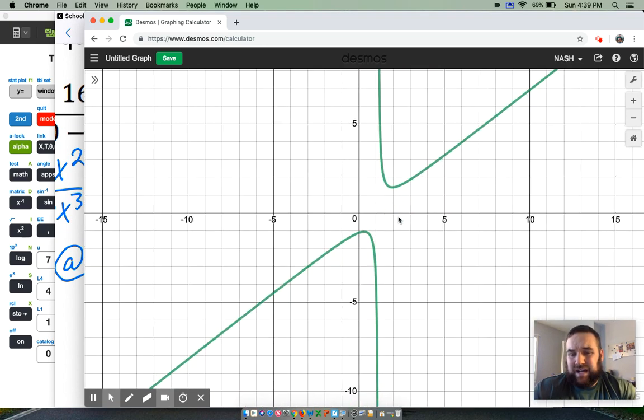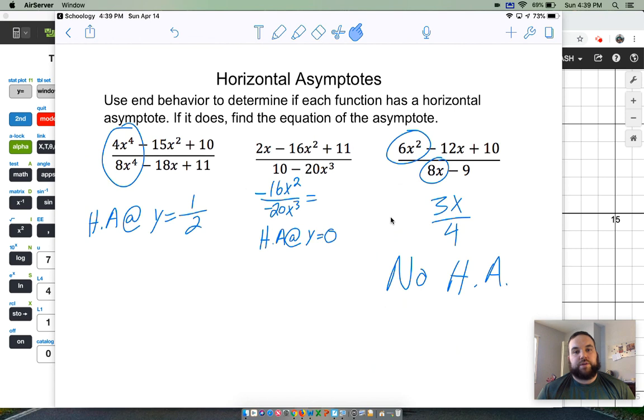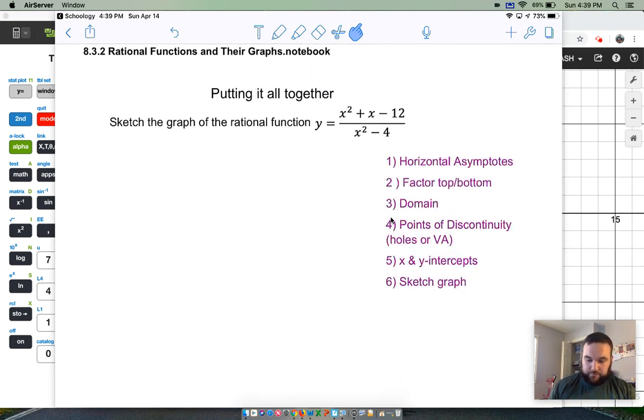If you take pre-calc or calc, this is technically called a slant asymptote. We're not going to cover it. What we need to worry about is that there is not a horizontal asymptote. So these are the three situations. You have a horizontal asymptote at a number, a horizontal asymptote at 0, or not one at all.